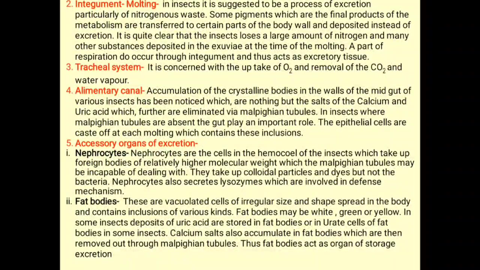So in that case, the uric acid is stored safely in the fat bodies. Calcium salts are also accumulated in the fat bodies, which are then removed with the help of Malpighian tubules. And thus the fat bodies also act as an organ of storage excretion, since they store the excretory material. That's why this process is called storage excretion.